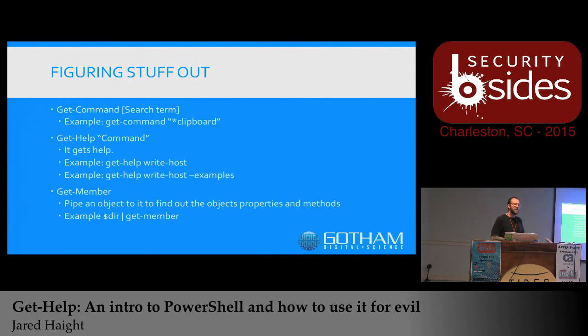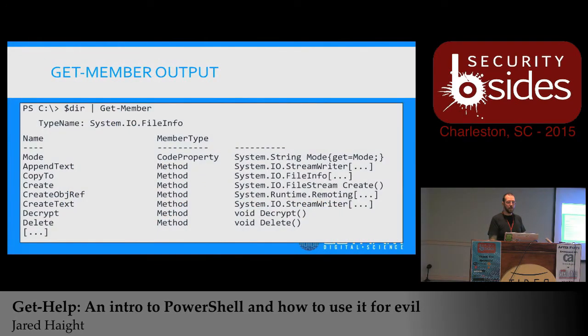What Get-Member does is you can send an object to Get-Member, and it will give you a list of all the properties and methods that that object has. You do that by just taking the object and piping it to Get-Member. So the output for that looks something like this. We're taking our directory object from before, piping that to Get-Member, and it returns a long list of methods and properties that are associated with that object.